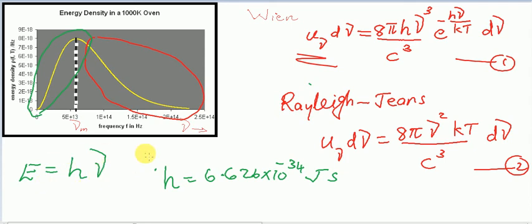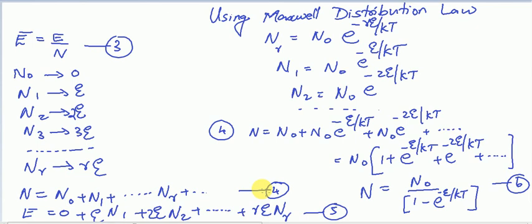Now we'll discuss how Max Planck solved the issues related to the energy distribution curve of a black body using his quantum hypothesis. Let us consider there are n number of harmonic oscillators in a cavity or in a black body, and let the total energy be represented by capital E. So total n number of oscillators in a black body and the total energy is E.